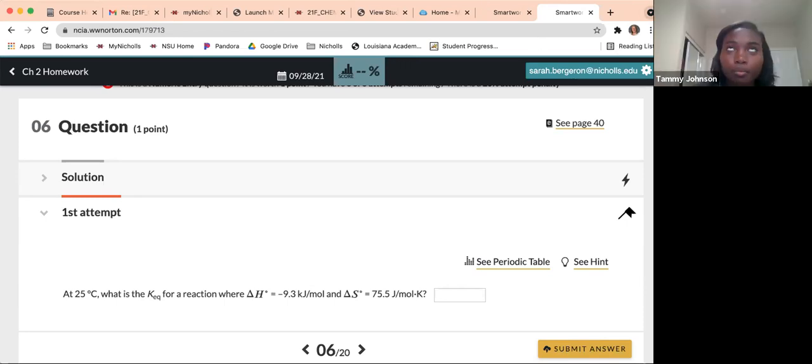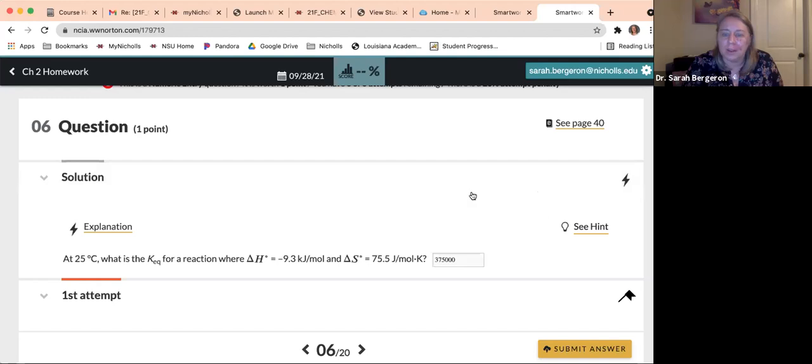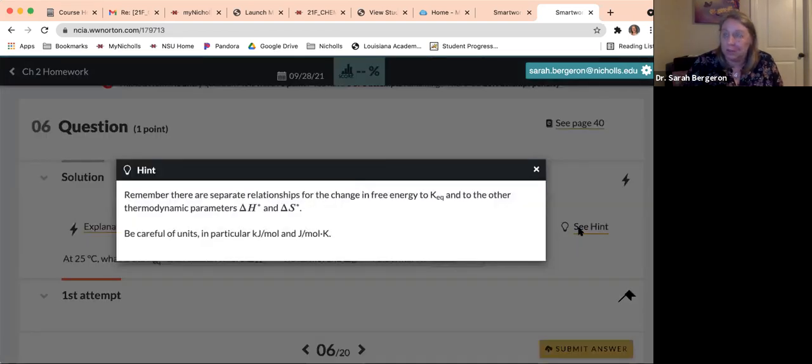Like K equilibrium is your products over your reactants, but you're given delta H and you're given delta S. Y'all know, have y'all noticed this on the homework system? Have you noticed this right here? Remember there are relationships between the Gibbs free energy, K equilibrium, and the other thermodynamic properties.